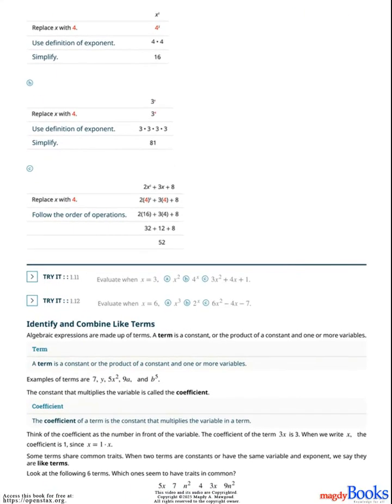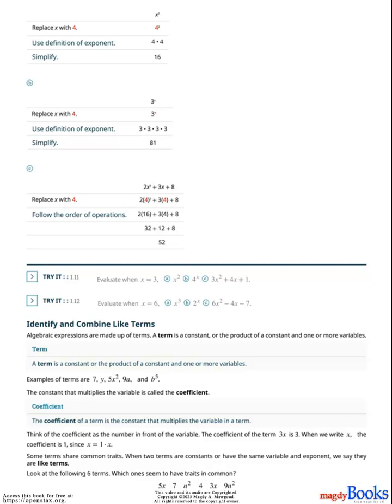1.1.4. Identify and combine like terms. Algebraic expressions are made up of terms. A term is a constant, or the product of a constant and one or more variables. Examples of terms are 7y, 5x squared, 9a, and b to the fifth power.